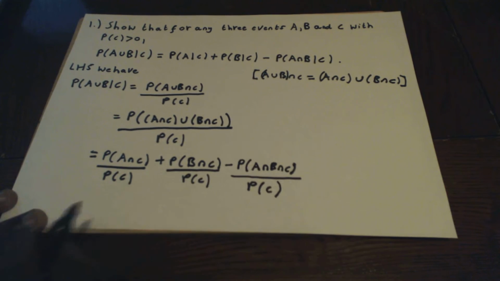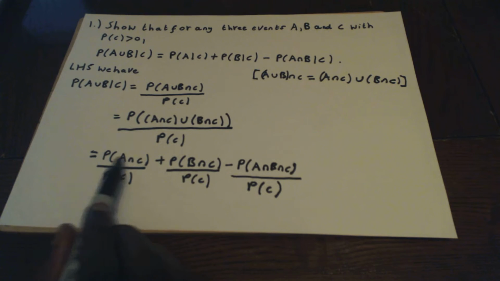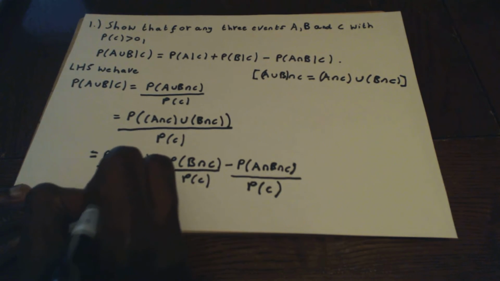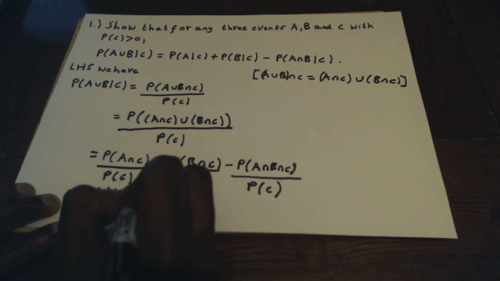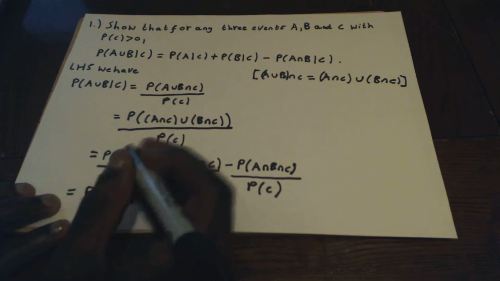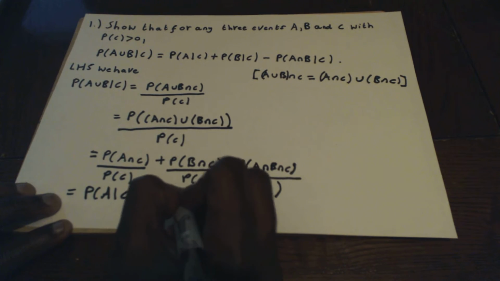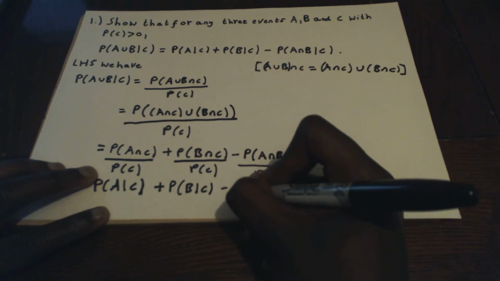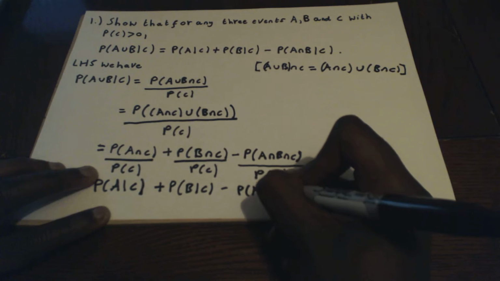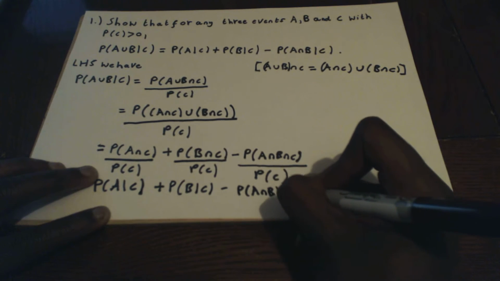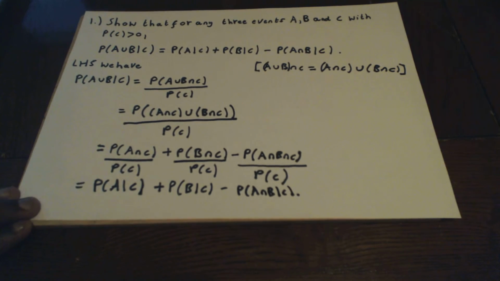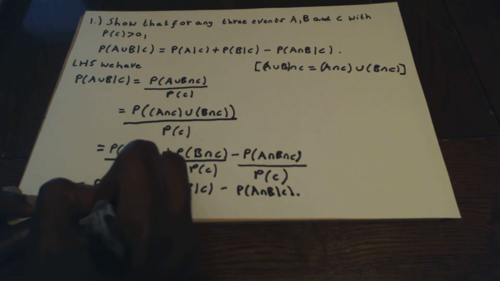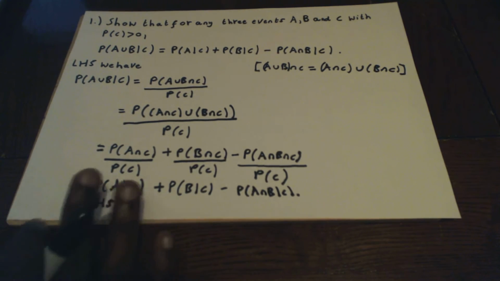Probability of C. Right. And now we can immediately see that by definition of conditional probability, A intersection C over C is the same as the probability of A given C. Similarly, B intersection C over C is the probability of B given C. And A intersection B intersection C over C is the same as the probability of A intersection B given C. And this is equal to the right hand side. So we've proven it quite easily.